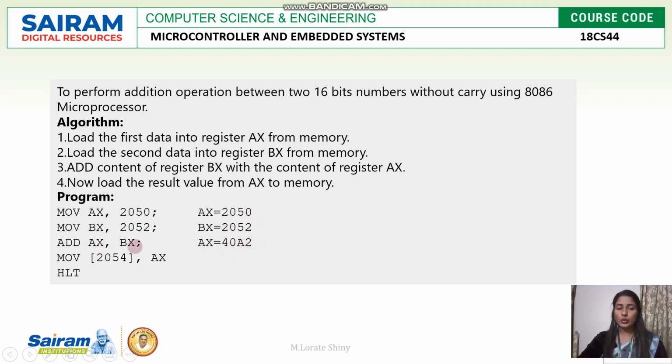Now we have to store the result in memory. For that, what is the instruction? MOV [2050], AX. Because the result is in AX, the data from AX is stored in this memory. Anything written inside the square bracket is called memory. After that we can end the program by writing HLT, halt.